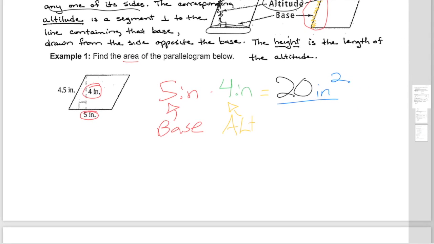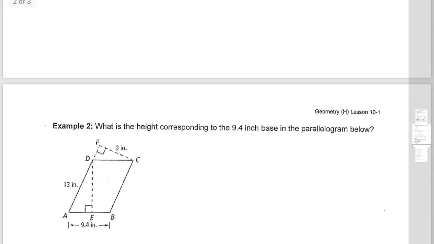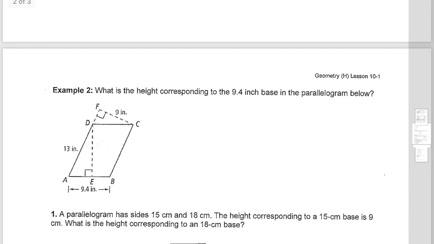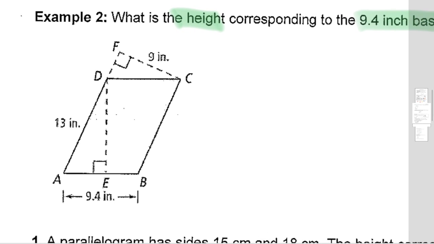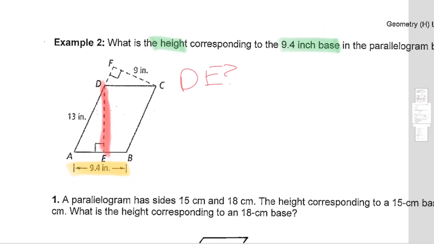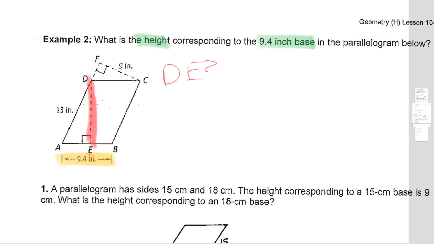Let's keep this going. We can then come across some situations that are a bit more challenging. So let's read this off. This is asking us for the height that corresponds to the 9.4 inch base in the parallelogram seen here. So notice that we have this base of 9.4, and we're trying to get this altitude seen here from D to E. D to E we don't know, but that's okay. Is there another way that we could get a hold of this area? Instead of just taking this 9.4, multiplying it with DE, is there another way?